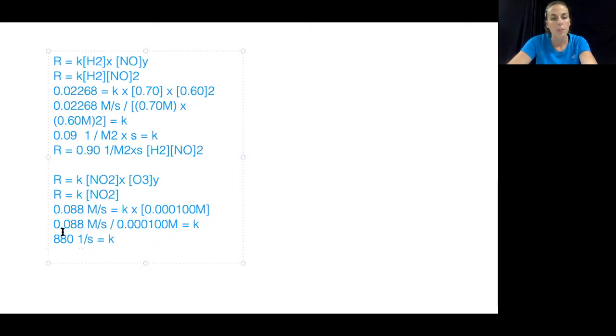So now remember, I'm just taking my K value and I'm plugging it into this equation right here that I already know. So this will be the rate equation for this chemical reaction. So R equals 880, 1 over S times the concentration of NO2 for any given concentration. And that would be your rate equation.